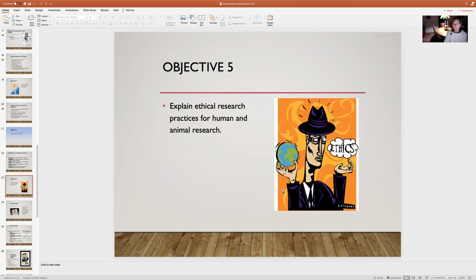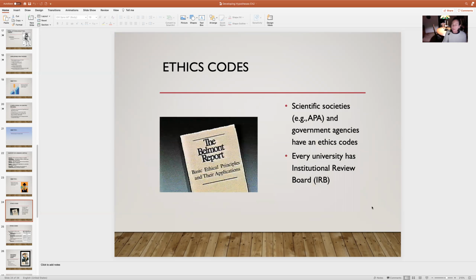Okay, finally, objective 5, we're going to get into some of the ethics of practices for animal and human research. So there are what we call ethics codes, and that's where different scientific societies, like, for example, the American Psychological Association and government agencies have produced basically some rule books. And every institution in which research is performed will have what's called an IRB, or an institutional review board. So Lincoln University has one of those.